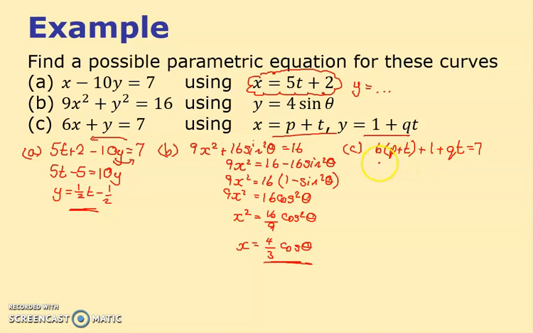Because I notice on this left hand side there's t's, but on this right hand side there aren't any t's. So I think what that really says to me is when I add these together, 6p plus 6t plus 1 plus qt equals 7. On the right hand side I've got no t's, so I think I've got to have 6 plus q. That many t's plus that many t's has got to equal 0. So I think q equals minus 6.